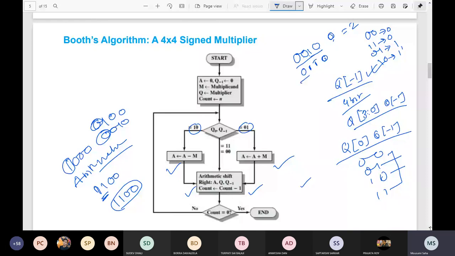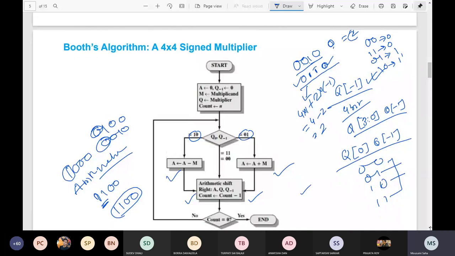Now if you compute the result from here, what will happen? This is a 4, so 4 into 1 plus this is a 2, 2 into minus 1, and these are the 0 bits, no need to compute. So 4 minus 2 equals 2. So originally, whatever the value of your 2, you can have it if you consider this type of encoding technique. Booth's algorithm is done based on this technique. Whenever 0 0 and 1 1, at that moment, no need to do any operation.